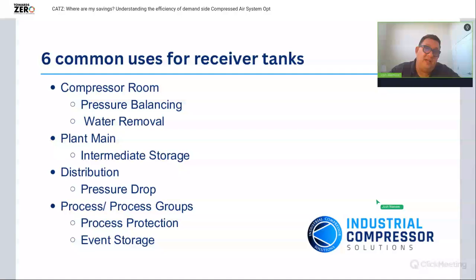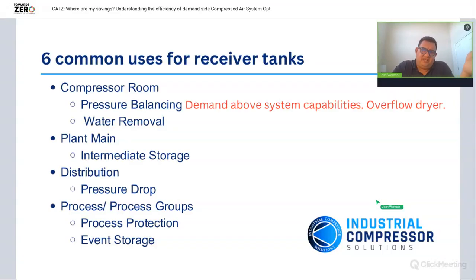On the distribution, if we have pressure drop in a long run of pipe, we can use a receiver tank on the distal side of the piping to eliminate some of that differential pressure. And then on the process and process groups, we can use storage for process protection. So if we have either critical pressure or a high scrap rate, if there are small fluctuations, we can put a storage volume there with a check valve and/or amplifier to make sure that we don't go below. And then we also have event storage for intermittent demand on the process level.